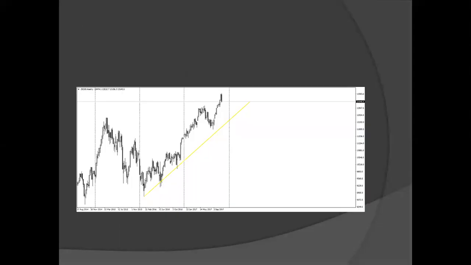Now this is a weekly of the German DAX, the GER30, and if you were to look at the monthly, so if you go back into your charts and you just try to look at the monthly, you will see that in general you are looking at upward trending markets.